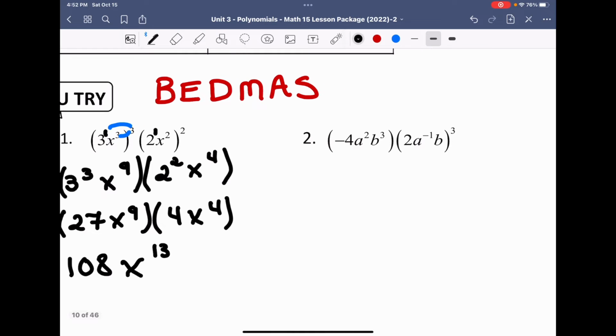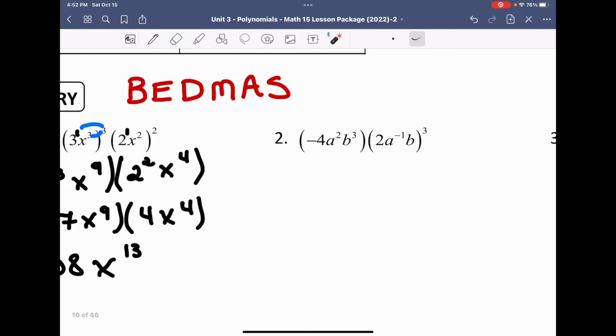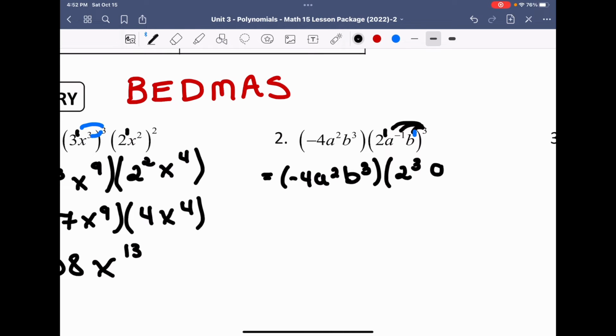All right, let's go to our next example here. Yet again, we're thinking, can we simplify anything on the interior of these brackets? No, now we move on to our exponents, or the second piece of BEDMAS here. I'm going to distribute this 3 to all 3 of these, where b has an exponent of 1. So if I rewrite this out, I have negative 4a squared b^3. There was no exponent to distribute there. Times, this is 2 to the third power. a to the negative 1 times 3 is negative 3. Finally, b, 1 times 3 is 3.